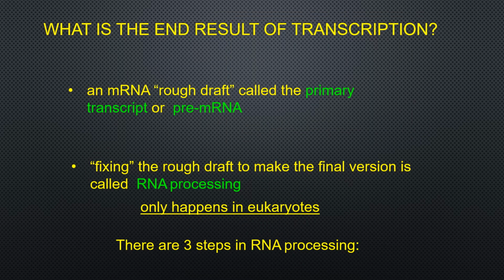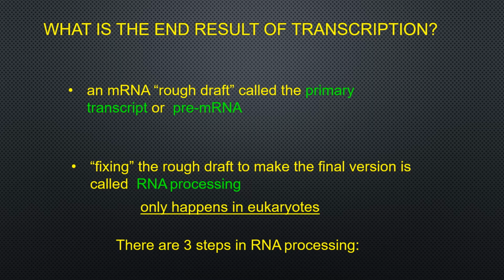Okay, so what is the end result of transcription? The end result of transcription is an mRNA that's like a rough draft. It's called the primary transcript. And it goes through processing, RNA processing, to fix that rough draft. In other words, it's going to find out if there are any mistakes and fix those. And that only happens in eukaryotes. And remember, we had this very similar thing with our DNA polymerase, and that processing of DNA only happens in eukaryotes. So aren't we glad that we are eukaryotes?